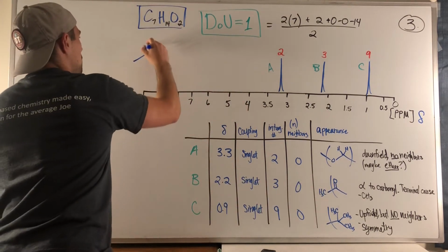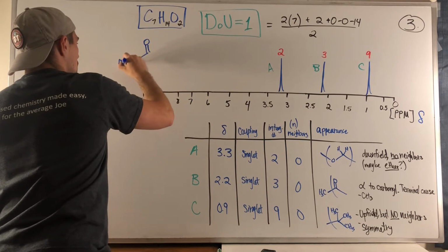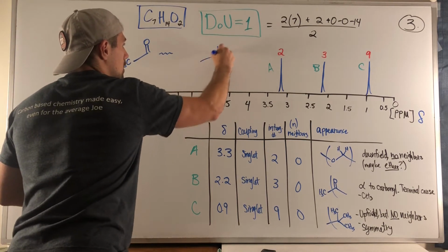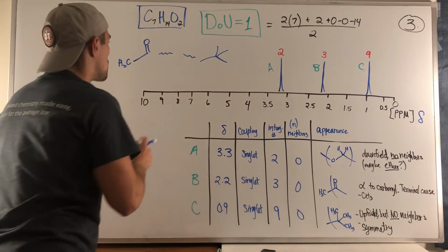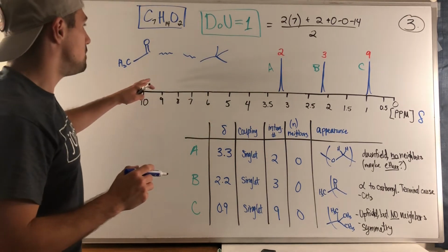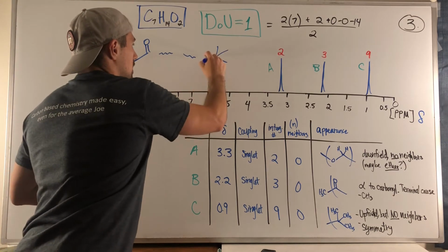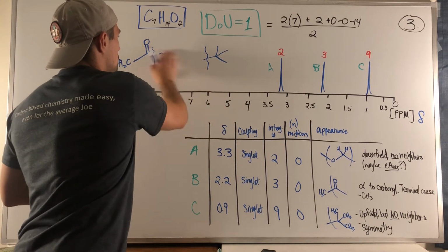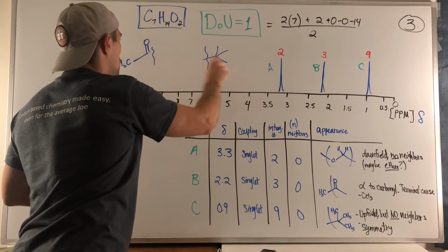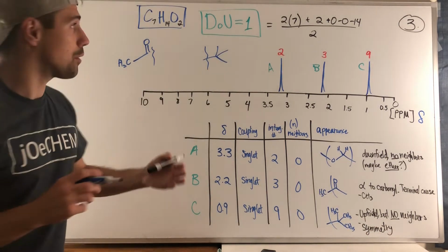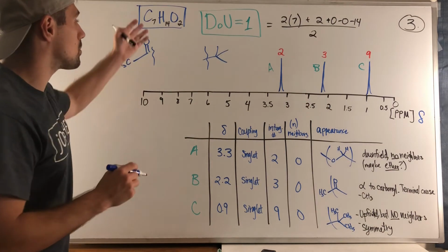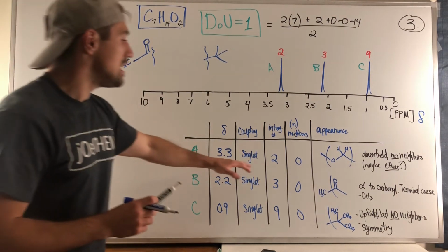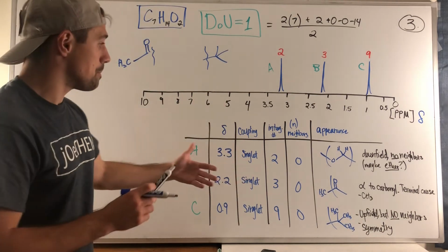If you want to think about it, we've identified, and I'll draw a little squiggle, I'll cut it off here, 1, 2, 3, 4, 5, 6 carbons already, okay? And so really we have 1 carbon and 1 oxygen left. And if we look at A, we have a 3.3 chemical shift. It's a singlet, so no neighbors.